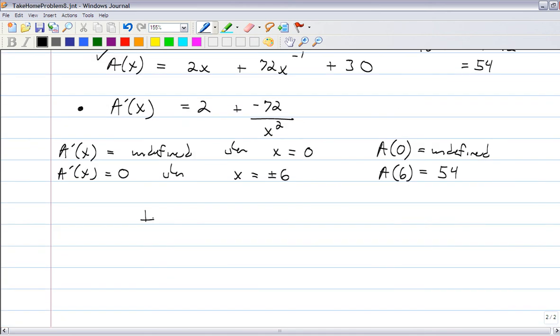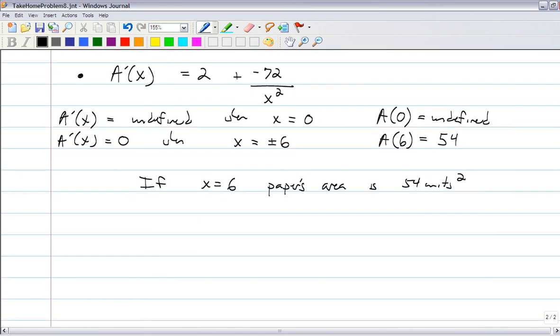I'm going to write that. If x is 6, paper's area is 54 units squared. This problem was about absolute extrema. The process on absolute extrema goes: check your endpoints, check your critical points. We were looking for a minimum, so pick the smallest one.